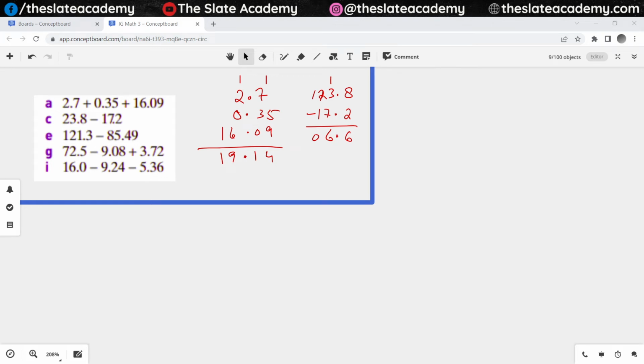Shall I move to the next topic, which is percentages? Is there any confusion or any more explanation that you want from these additions and subtractions, or can I move to the next thing? No questions. Okay.